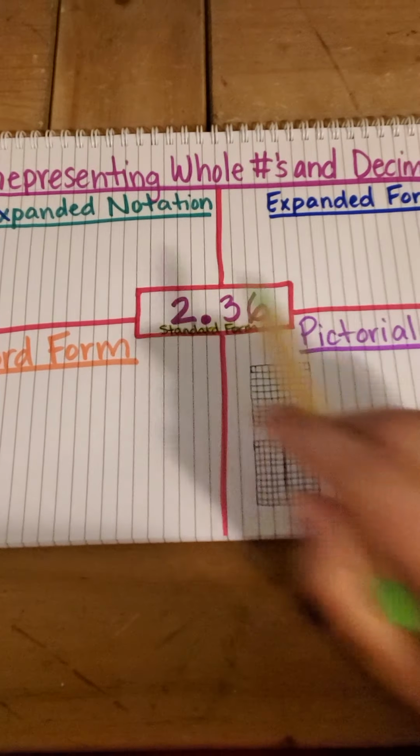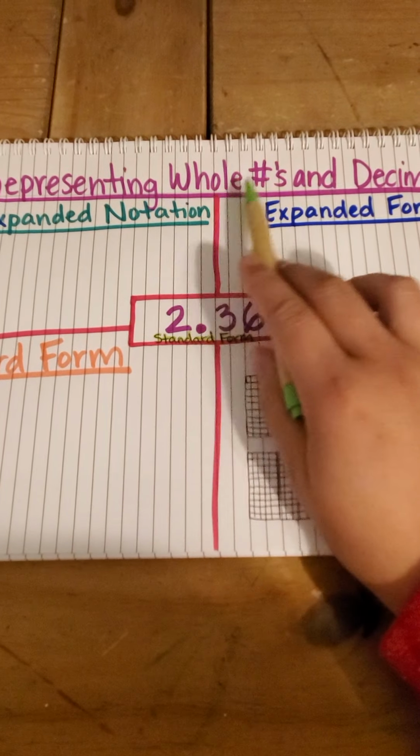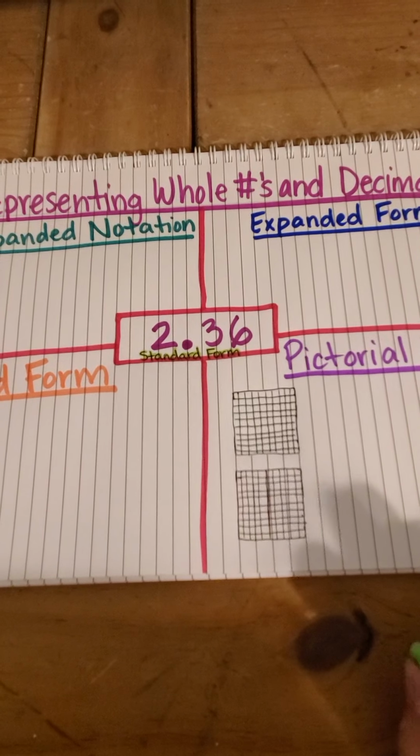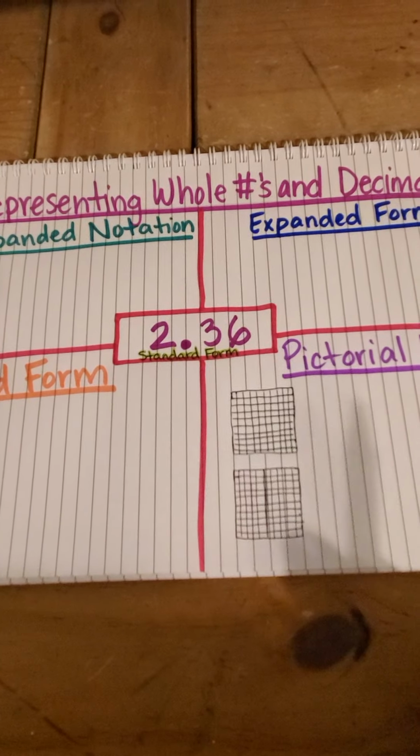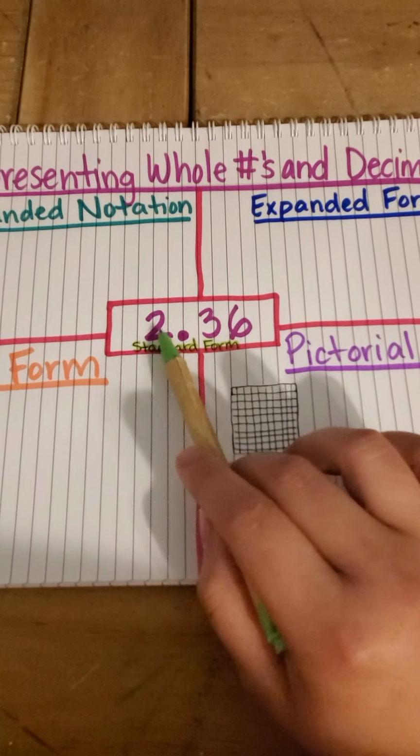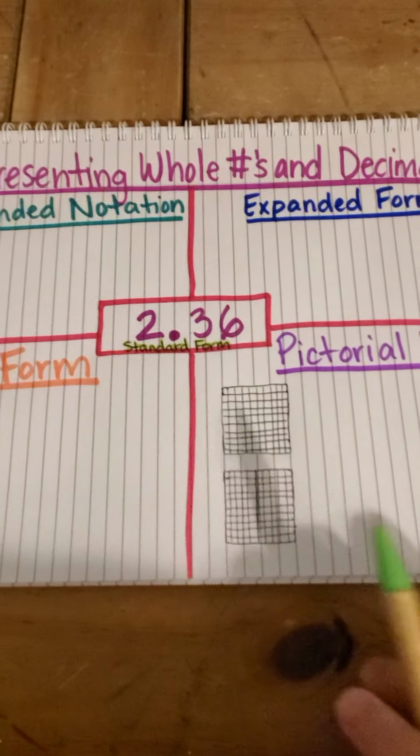All right, guys, now I'm going to show you how to represent whole numbers and decimals. So yesterday we represented whole numbers in the billions. We used expanded form, expanded notation, word form, and pictorial form. Now we're going to be representing the numbers in these different ways using whole numbers and decimals.